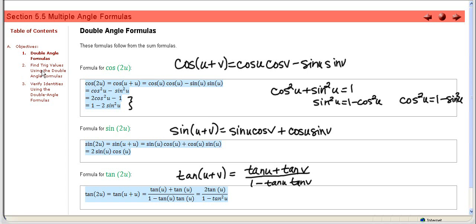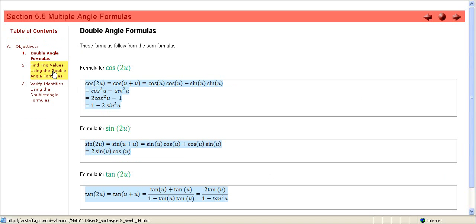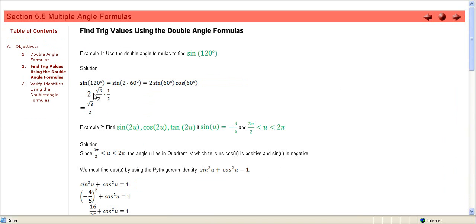So now we can talk about how to use these formulas to find certain trig values. Here we have an example. We want to use the double angle formulas to find sine of 120 degrees. Now, I know that you can use your unit circle and find sine of 120 degrees, and that's fine. I just want to show you how you would get the same result if you happen to use the double angle formula.